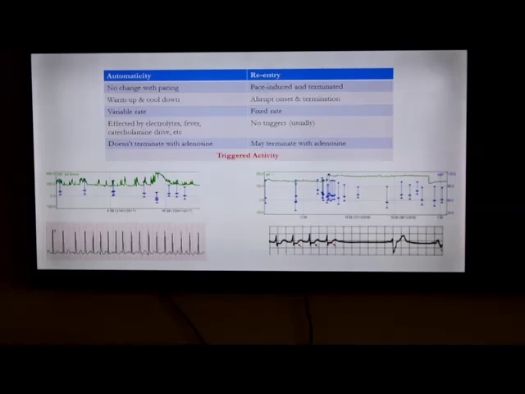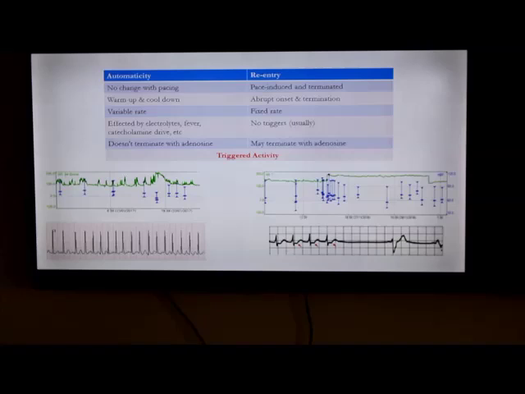Okay, so these are the main things that differentiate an automatic focus and a re-entrant focus. And it's important because it relates to treatment. So you can cardiovert a re-entrant focus, but you will not cardiovert an automatic focus. And you cannot overdrive pace it. You cannot do anything of that. So this is probably the most important slide in the whole lecture. Is it clear?